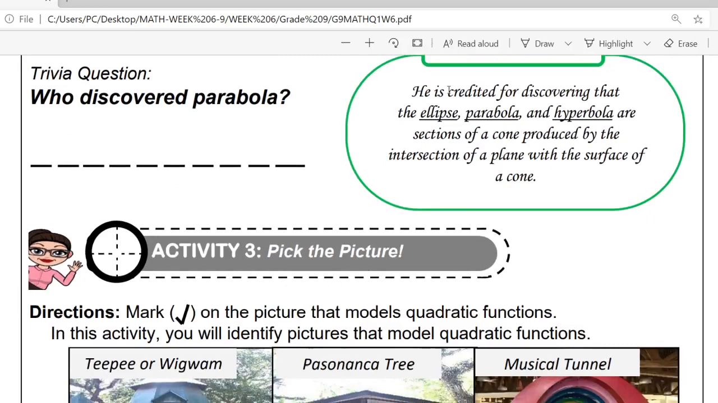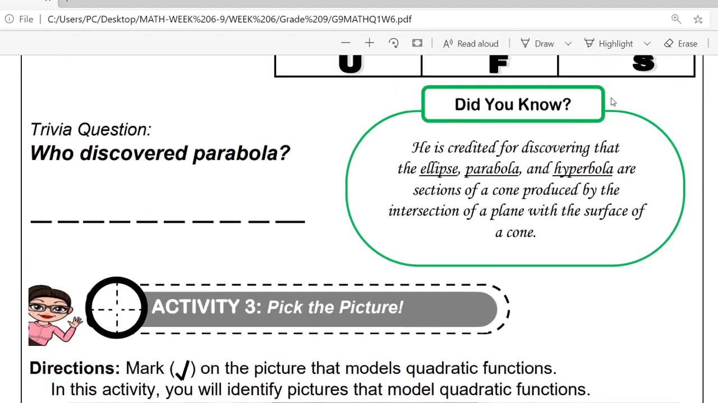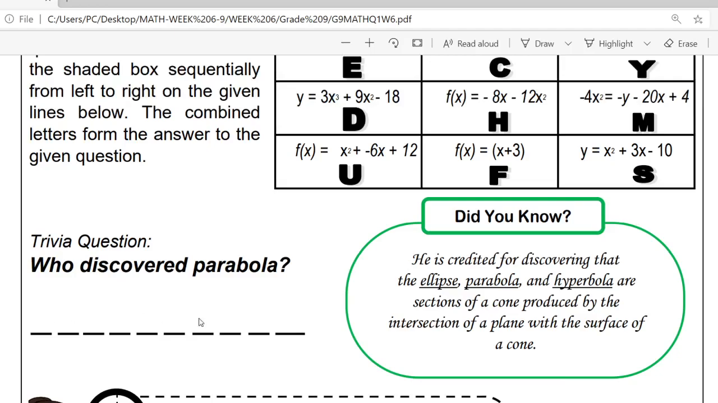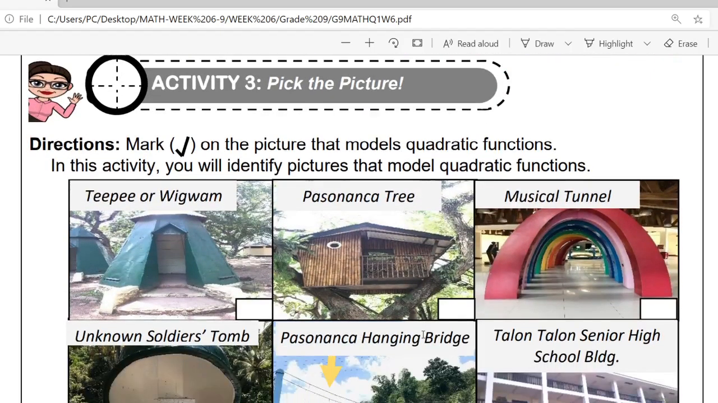So it has a note here. Did you know he is credited for discovering that the ellipse, parabola, and hyperbola are sections of a cone produced by the intersection of a plane with the surface of a cone? That person who discovered the parabola is also credited for discovering the ellipse, parabola, and hyperbola. So that's it. Activity 3.